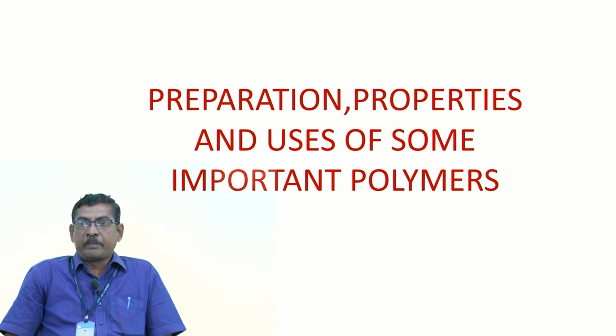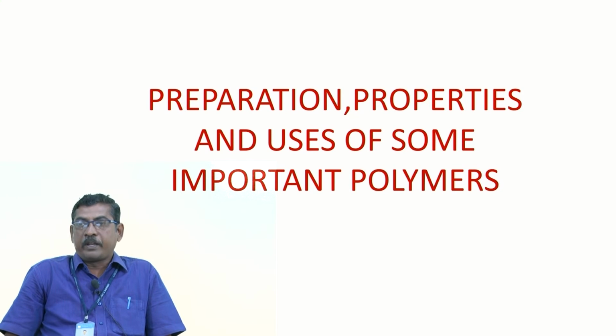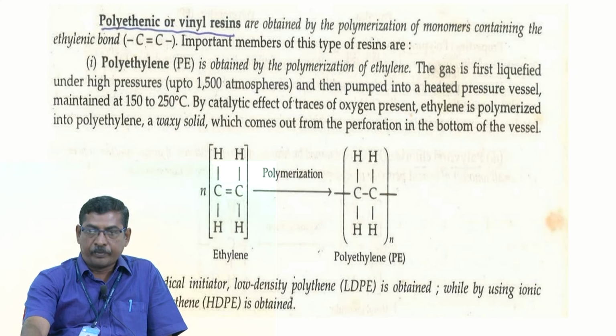So, next is the preparation, properties and uses of some important polymers. In this topic, the important thermoplastic polymers are polyethylene, polystyrene, polyvinyl chloride and nylon 6,6, and we are going to discuss their preparation, properties and uses.